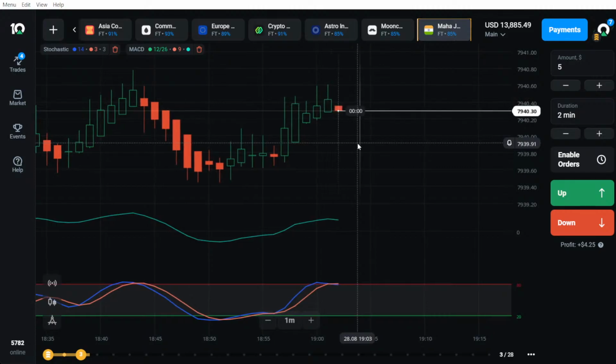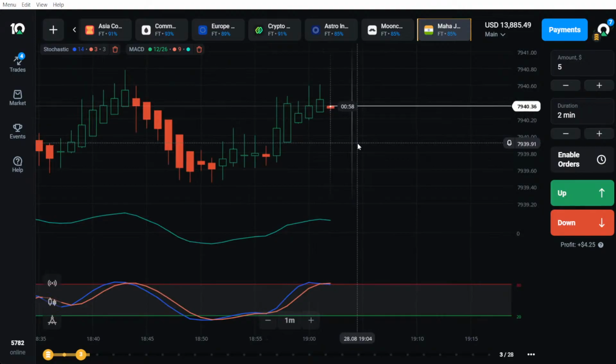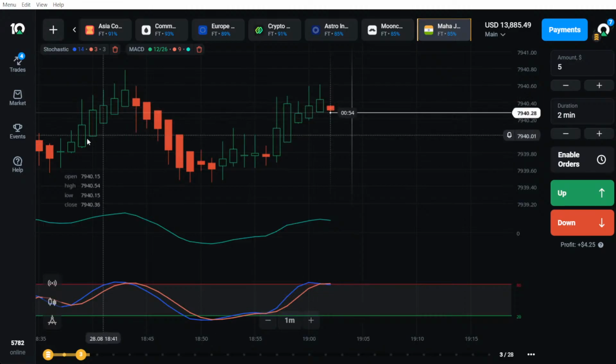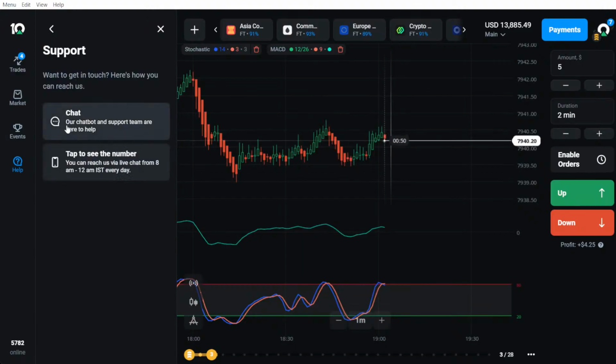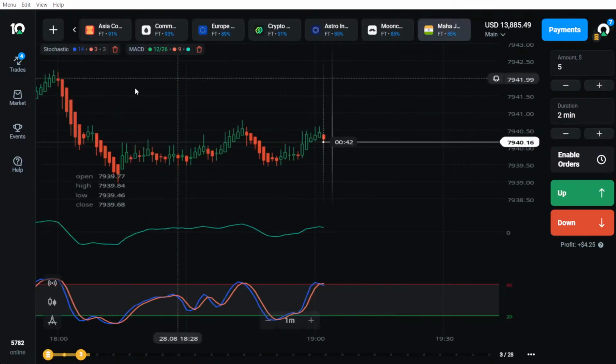Second thing, okay, but by the way, why does the Olymp Trade support team not support call facility? Abhinav, once you reach the expert level, you will get an option here. Once you click on the help section, you will get a support button, and you will be able to see the chat and a tap to see number option. Once you click on tap to see number, the number will be available to you, so you will be able to make a call.